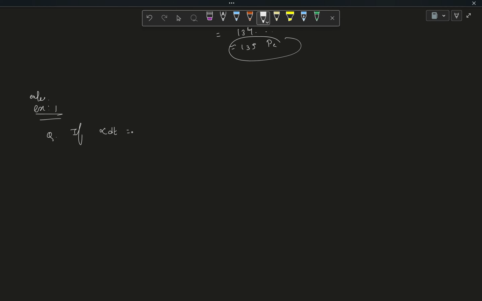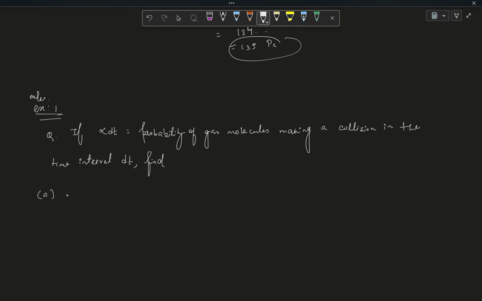if alpha dt is the probability of a gas molecule making a collision in the time interval dt, then find number A, the probability of a molecule experiencing no collision during the time interval t.